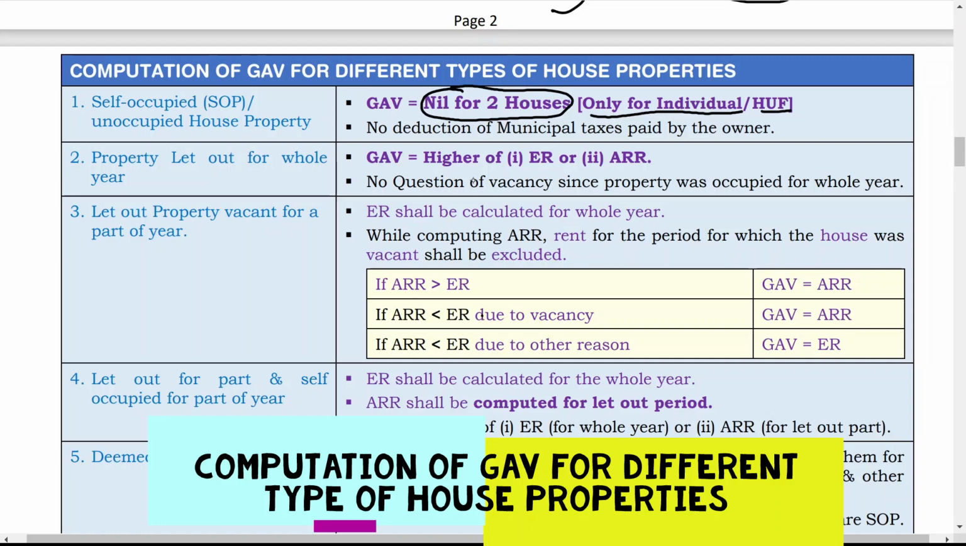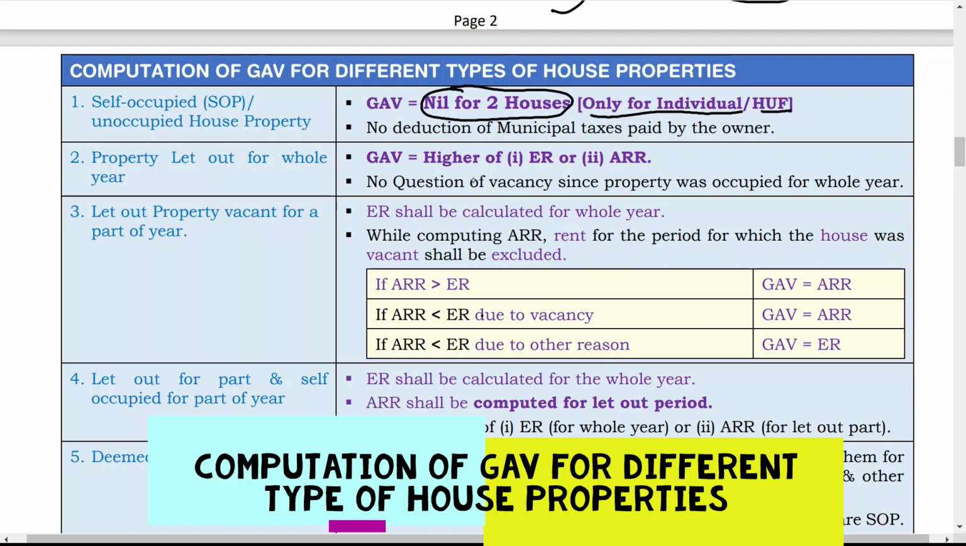Now here you will not get any deduction of municipal tax. Some years before it was one house, government was giving benefit of only one house. Now it is two houses. So this is the first provision when property is self-occupied. So for two properties, GAV will be considered as nil, but this benefit is available only to individual and HUF.